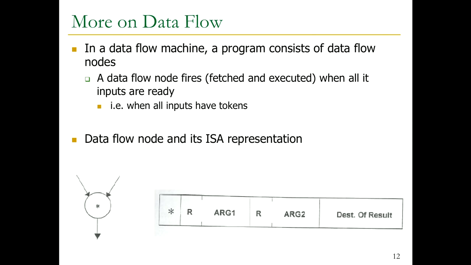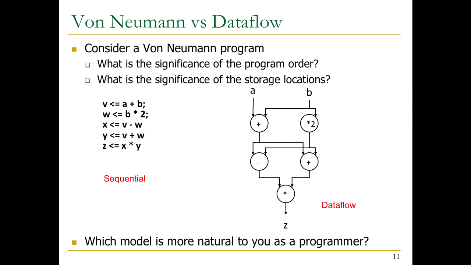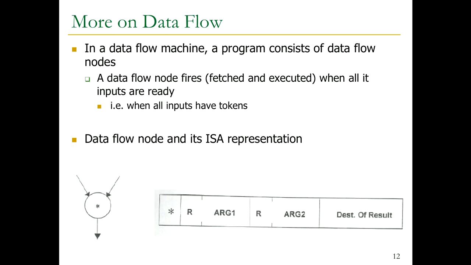Okay, let me give you more on the data flow. Basically, in a data flow machine, a program consists of data flow nodes, as I said earlier. This is one example of a node. These are all nodes. A data flow node fires. It's fetched and executed when all its inputs are ready, meaning when all its inputs have tokens. Don't worry about the terminology maybe right now. Yes? How does a node know when the inputs are ready? Yeah, that's a good question. You should take the advanced architecture course. Basically, we will talk about that in the out-of-order execution lecture, actually. You will see that.